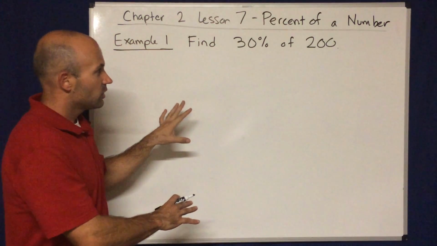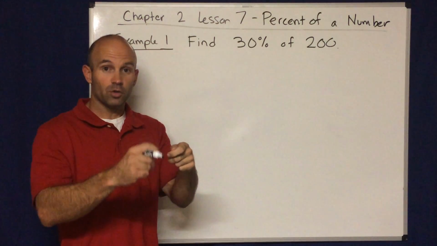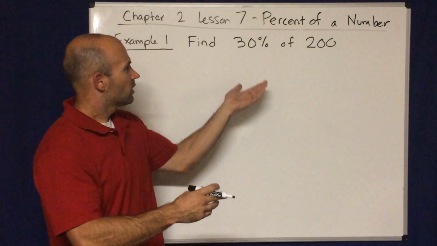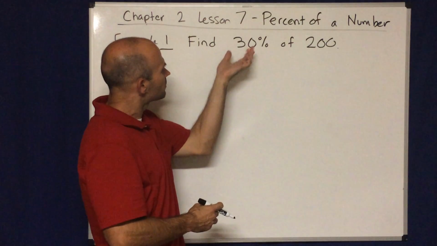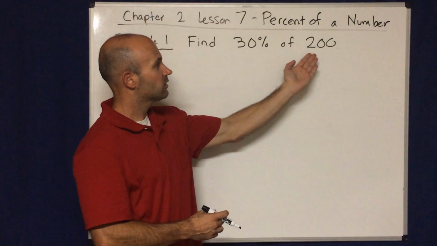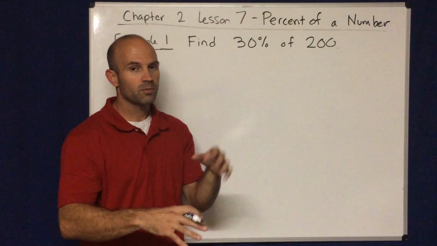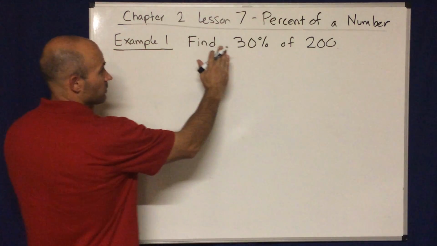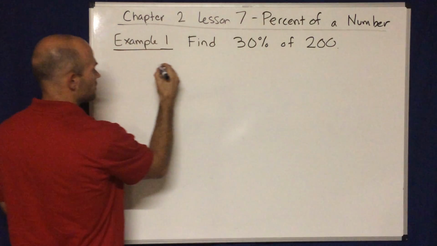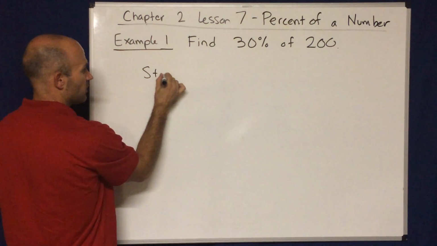The method that I'm going to show you relies on being able to multiply numbers. So I might need to multiply a number like 0.30 in this case times 200. So we do want to be able to multiply numbers that involve decimals. Right, so how do we find the percent of a given number? First, I'll break it into steps. There's not too many.